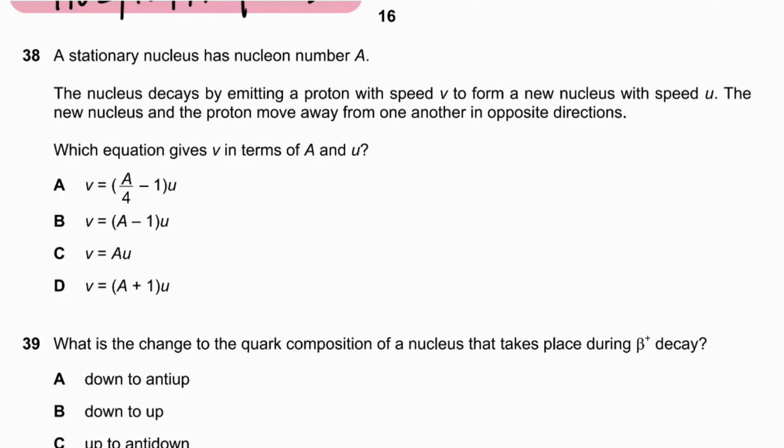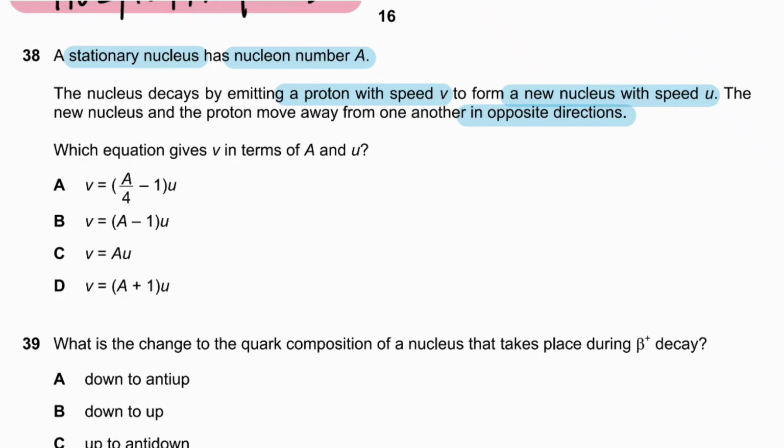Let's look at some important points here. First of all, it's a stationary nucleus, so we know the initial speed is 0, and it has a nucleon number of A. The nucleus decays by emitting a proton with speed v and a new nucleus with speed u, and they move in opposite directions. Which equation gives v in terms of A and u? So they want to know what is v.